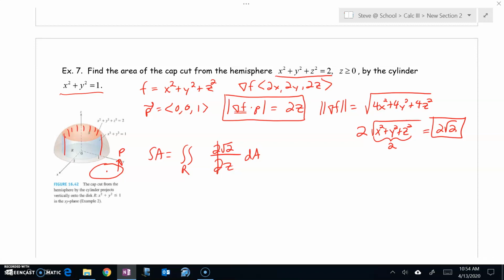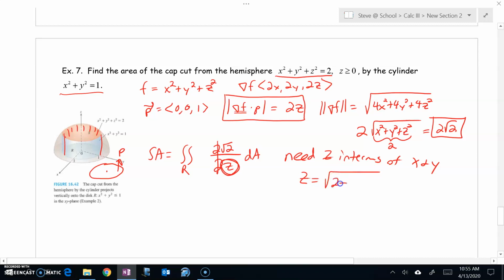And here's the problem. We have z. When you're integrating, the shadow region is not in terms of z, it's in terms of x and y. So we need z in terms of x and y. Therefore, we go up here and solve this, and we get that z is equal to the square root of 2 minus x squared minus y squared. And that just comes straight from this equation up there. So the surface area formula becomes root 2, I'm pulling that out just because it's easier, times the integral of dA over the square root of 2 minus x squared minus y squared.